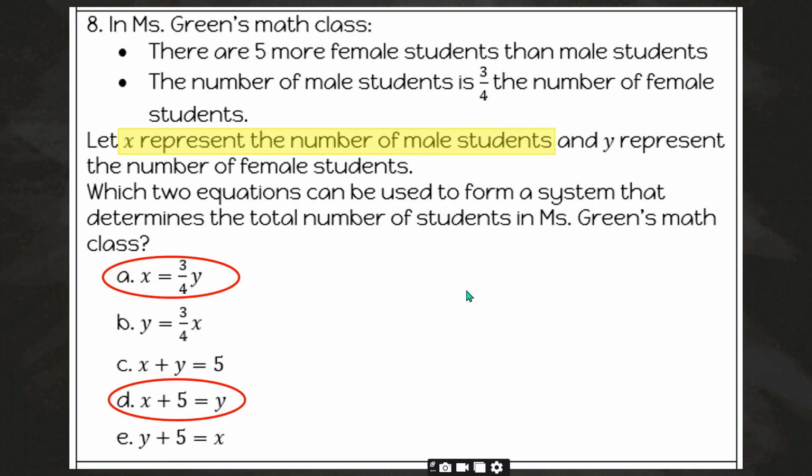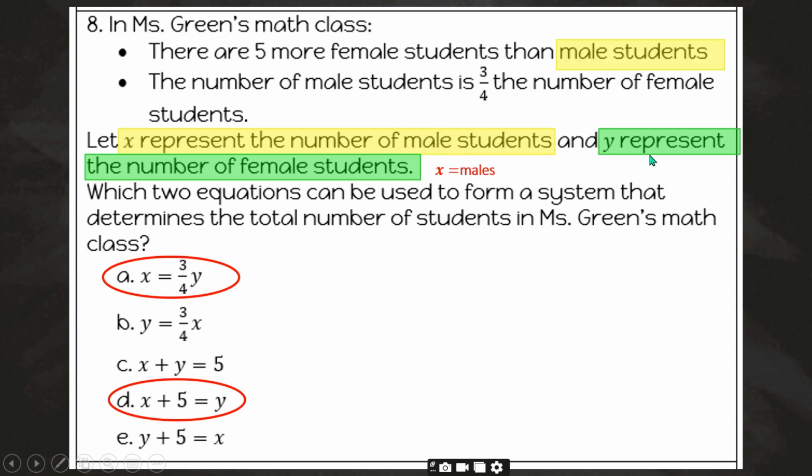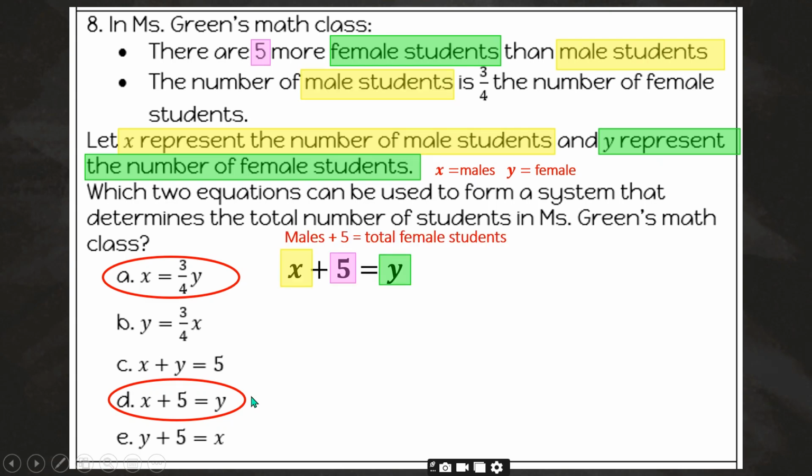So here we are writing our inequalities. And so we are told that there are 5 more female students than male students. And if X represents the male students and Y represents the number of female students, then what we have to determine is there are 5 more female students. So females, being the Y, must be equal to the males plus 5. So males plus 5 is equal to the total number of female students. So that's why option D is our correct answer.